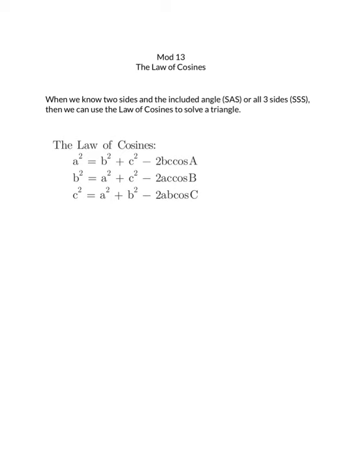As you can see, we have a squared equals b squared plus c squared minus 2bc times the cosine of A. We have b squared equals a squared plus c squared minus 2ac times the cosine of B, or c squared equals a squared plus b squared minus 2ab times the cosine of C. The version that you choose is dependent on what information you have.